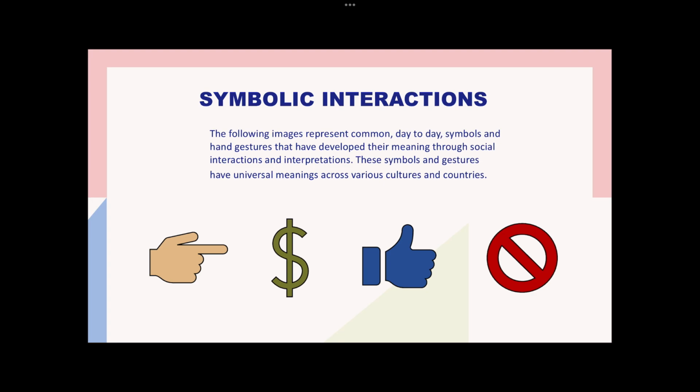This slide shows 4 universal hand gestures and symbols that primarily mean the same thing across various backgrounds and cultures. One being the pointing hand gesture sign, the money symbol, a thumbs up hand gesture, and a block or a no symbol.